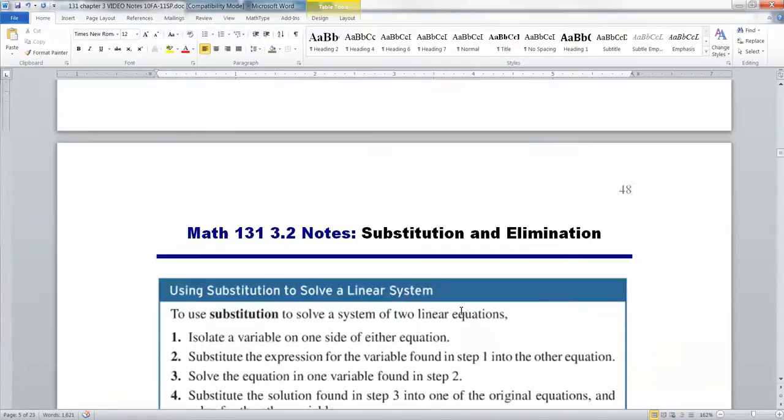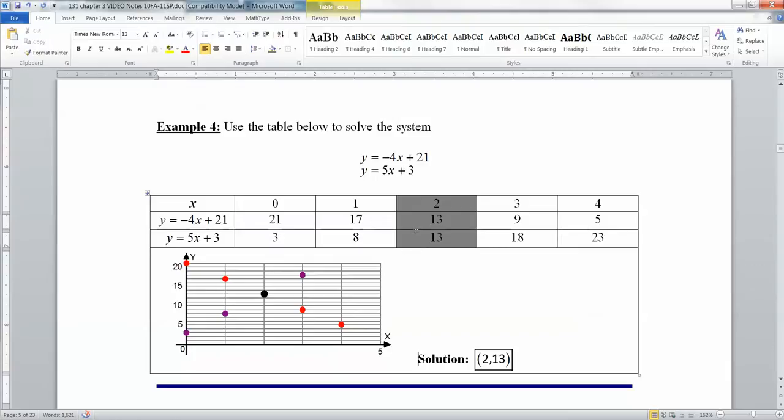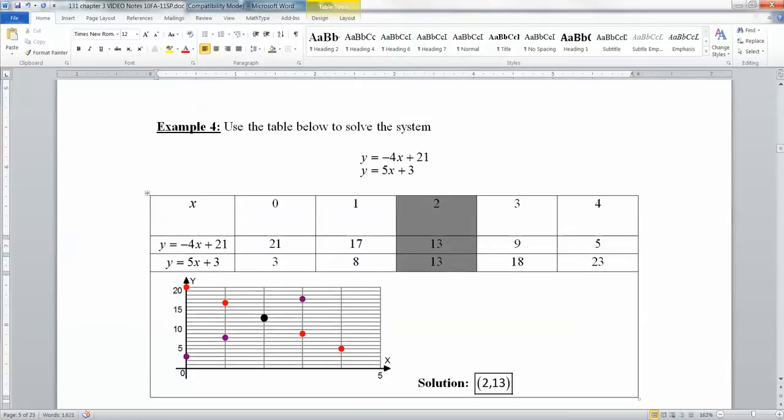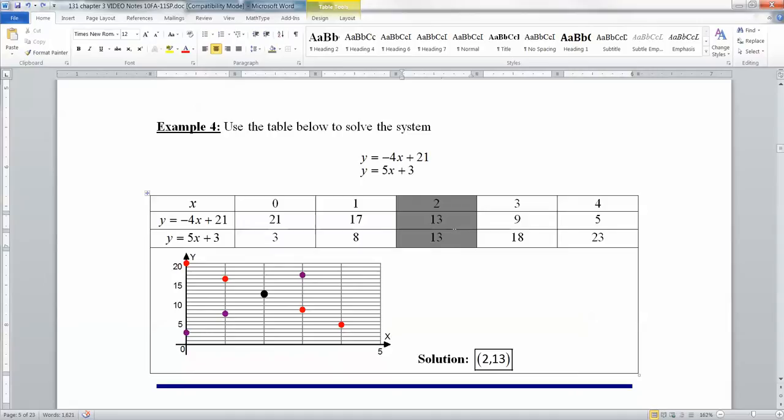We'll meet you back here for 3.2, which is where we start doing the stuff with algebra. Instead of looking at graphs, instead of looking at tables, how could we solve this using just the equations with x's and y's? That's algebra. All right, I'll meet you back here then.